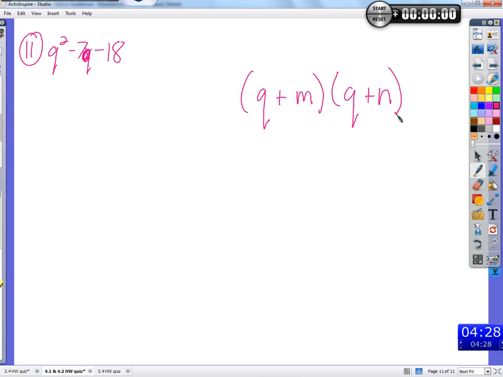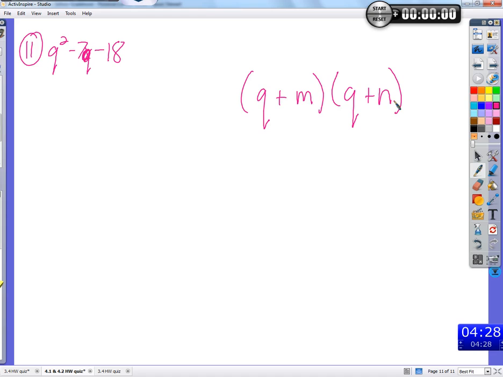Okay, we're a little low on time, so we know that it's gonna look something like this. Right? x plus something and x plus something else. The plus might be of a negative. But what we know is that we're gonna multiply these two numbers together and get negative 18, and we're gonna add them together and get negative 7.